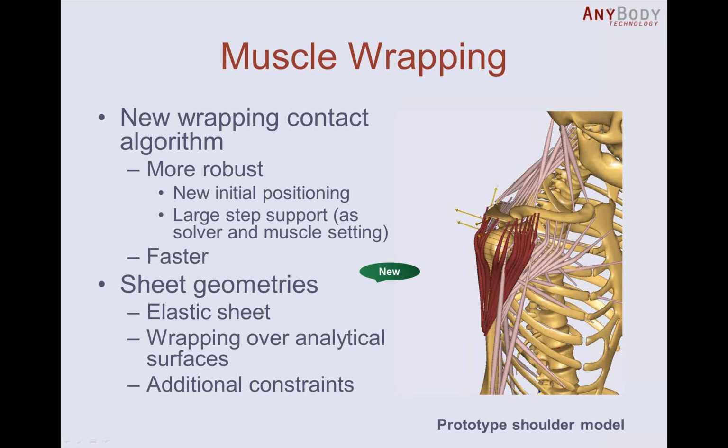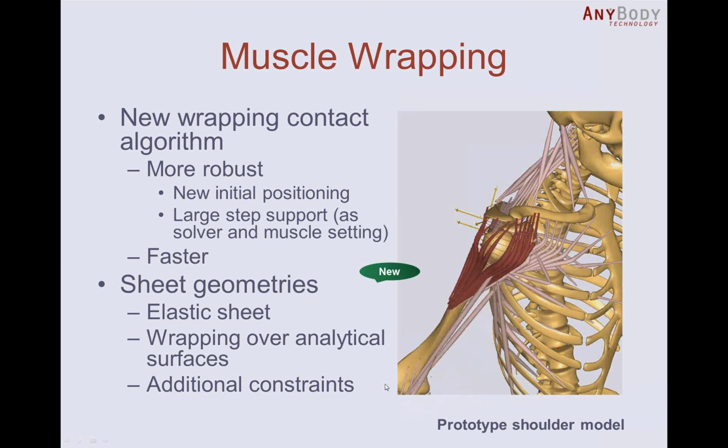muscle is wrapping over analytical surfaces, just like in the shortest path muscle, and there are several additional options for adding constraints over the shape of the sheet. I have to mention that the model to the left or to the right is a prototype and it's not yet available in AMMR. If you're particularly interested in this model, please contact us directly. I can briefly show you the model over a large range of motion.